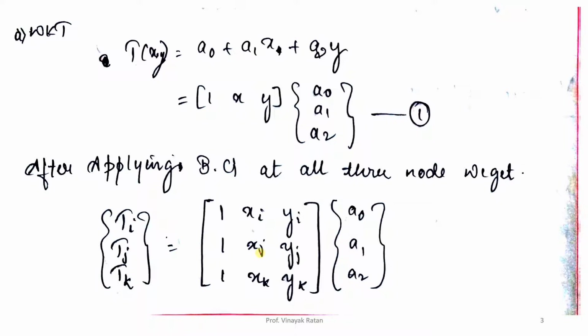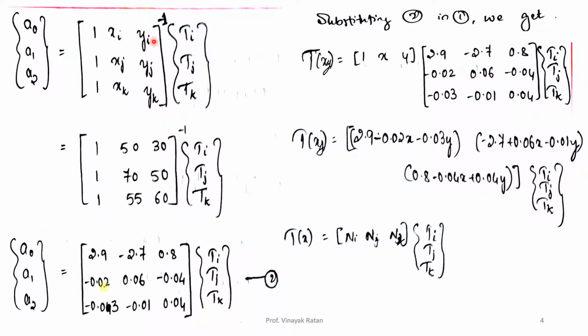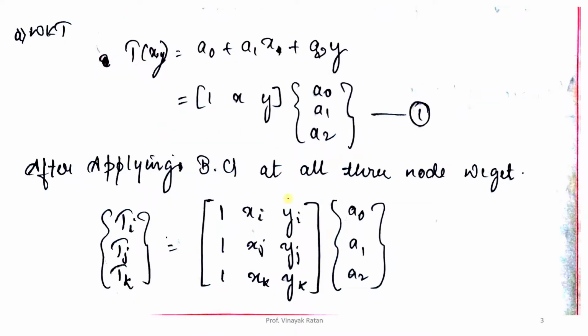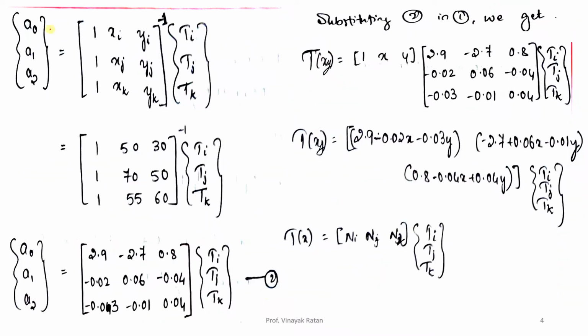Okay, let me move on to the next slide. Here, first I've written it as an inverse. I've taken this matrix on the other side. If you take it on the other side, it will be 1 upon this matrix, and if I take it up, it will be the inverse. So that is what is written here. After that, I have substituted the values of xi, yi, xj, yj, xk and yk. I'll tell you how to find the inverse of the matrix and you'll get this as the answer.